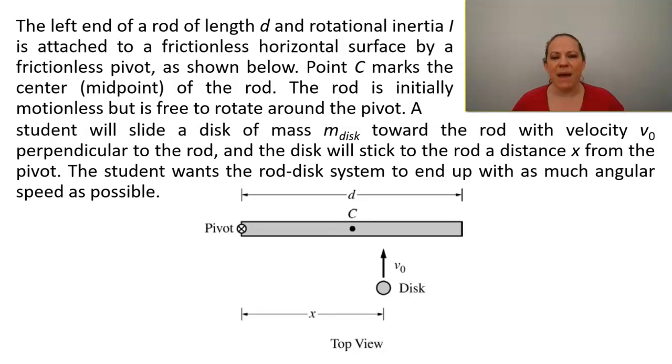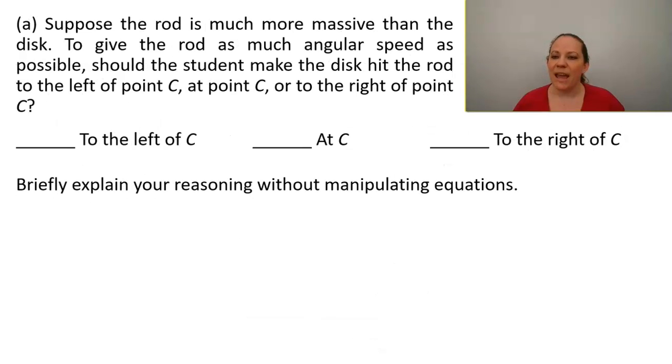A student will slide a disc of mass m disc toward the rod with velocity v0 perpendicular to the rod, and the disc will stick to the rod at distance x from the pivot. The student wants the rod disc system to end up with as much angular speed as possible. Part A. Suppose the rod is much more massive than the disc. To give the rod as much angular speed as possible, should the student make the disc hit the rod to the left of point C, at point C, or to the right of point C? Briefly explain your reasoning without manipulating equations.